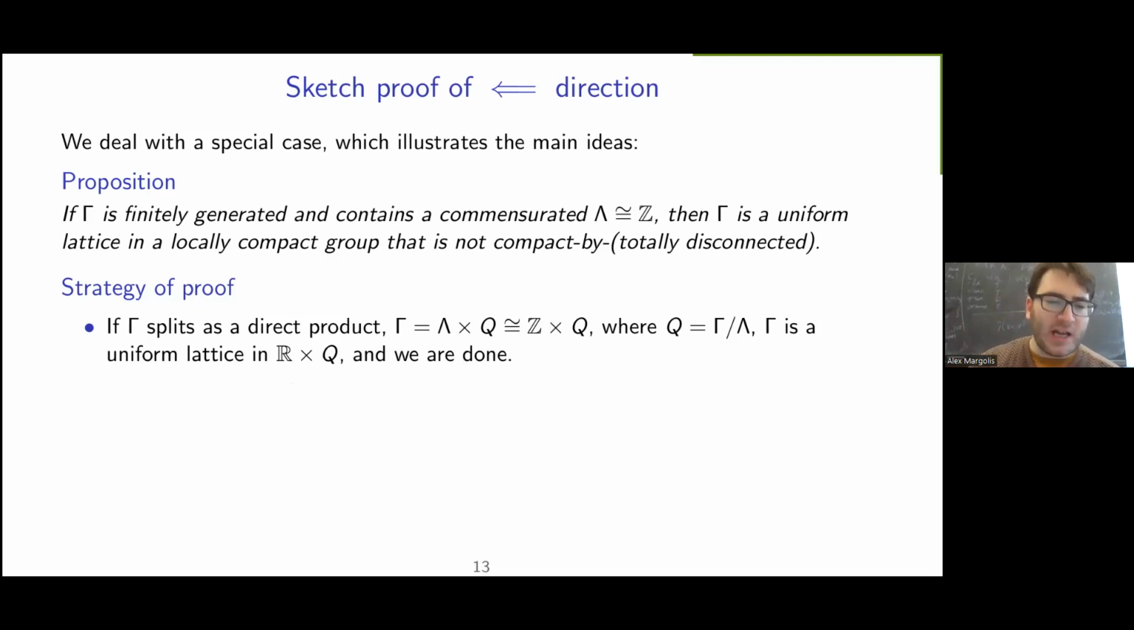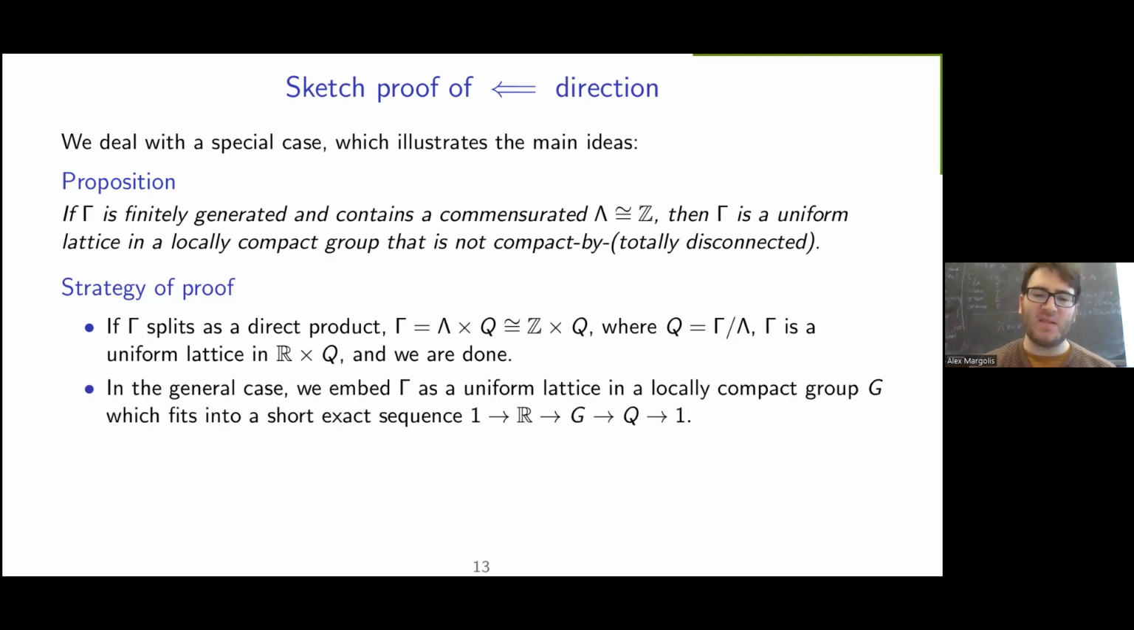And in the general case, we want to somehow mimic this argument, but it's much harder because we don't actually have a direct product. We have to do a lot more work, but we mimic it in the sense that we want to embed gamma as a uniform lattice in some locally compact group G, where G fits into the short exact sequence 1 to R to G to Q to 1, where the kernel is R and the quotient is some group Q.